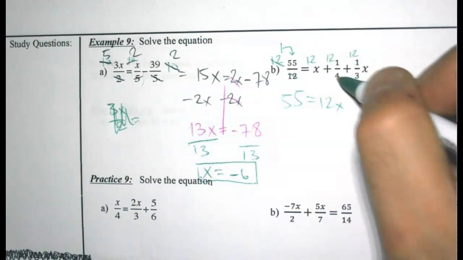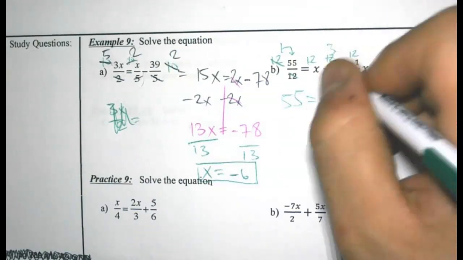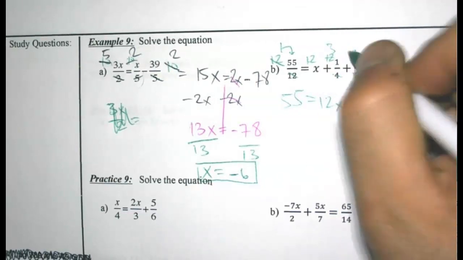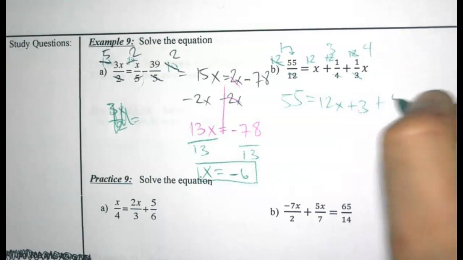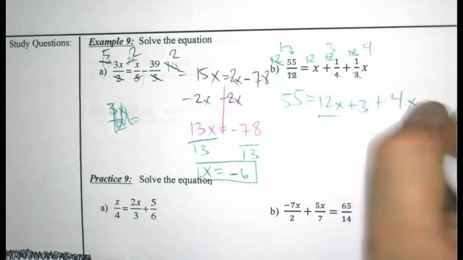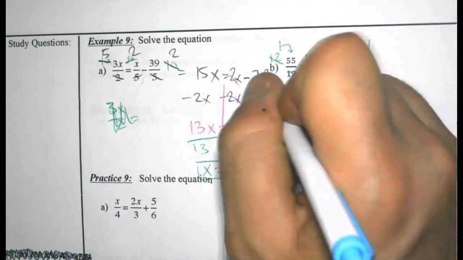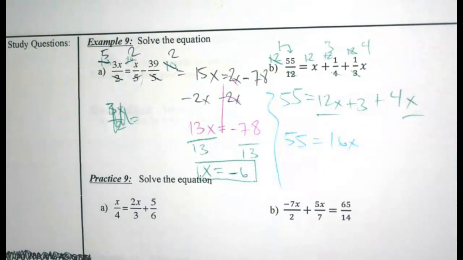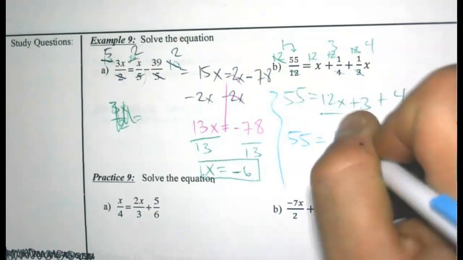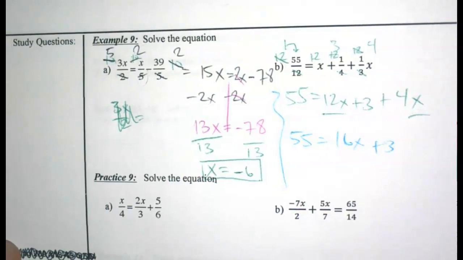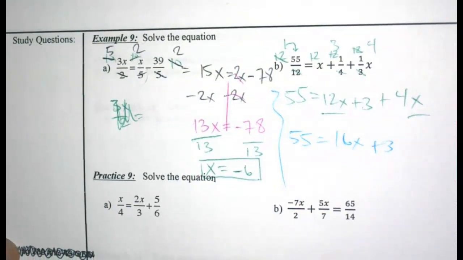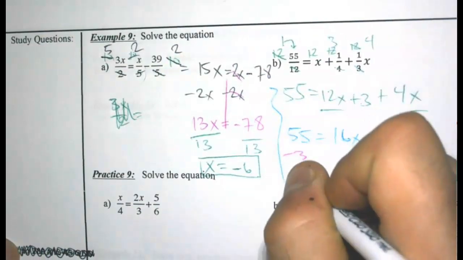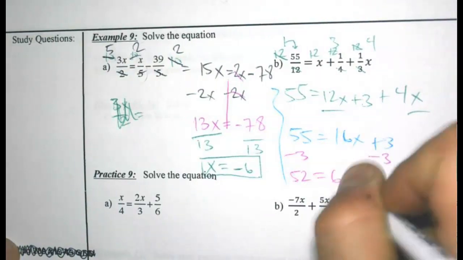Here 12 divided by 4 is 3, and 3 times 1 is 3, and then on this one 12 divided by 3 is 4, and 4 times 1 is 4, so 4x. Combine like terms as your next step, so bring down 55, 12x plus 4x is 16x, and bring down that plus 3, and I'm going to keep plugging along here, guys. Just switch my color. I'm going to subtract 3, next step, 55 minus 3 is 52, equals 16x.